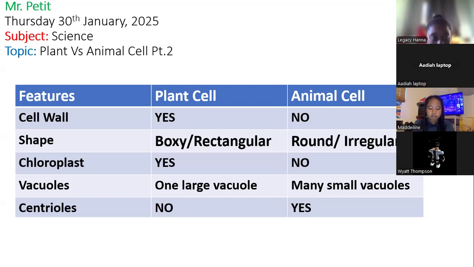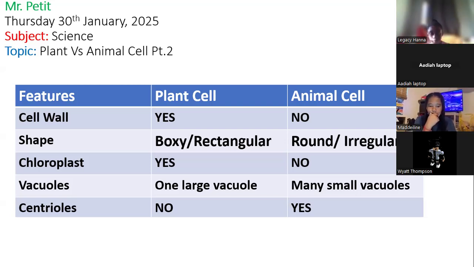Plant cells have a cell wall, and animal cells do not have a cell wall. A plant cell's shape is boxy and rectangular, and an animal cell's shape is round and irregular. Plant cells have a chloroplast, but animal cells do not. Plant cells have one large vacuole, but animal cells have many small vacuoles. Plant cells have no centrioles, but animal cells have centrioles. Very good. Thank you.